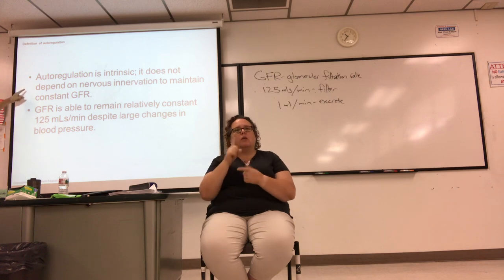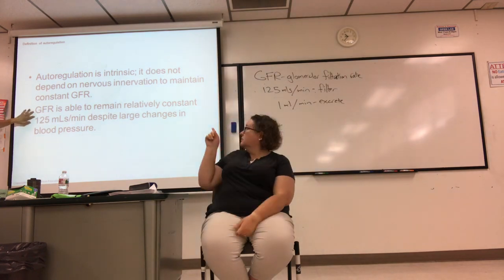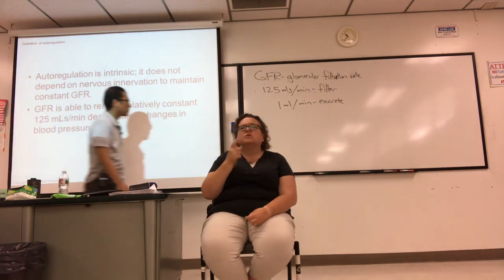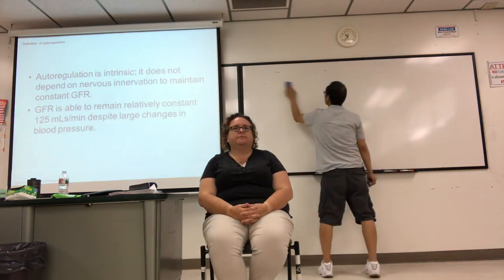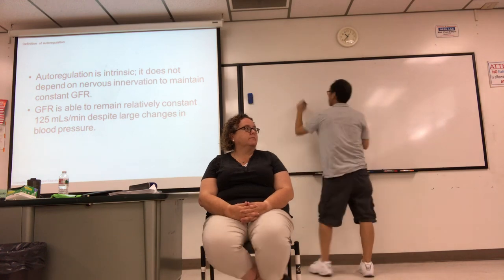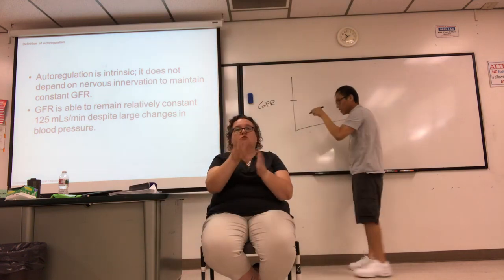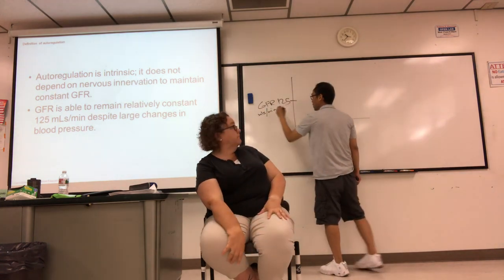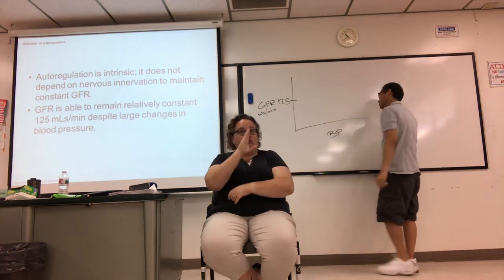We'll get to that. So the autoregulation is intrinsic. It doesn't depend on nervous innervation to maintain constant GFR. GFR is able to remain relatively constant, 125 mils per minute, despite large changes in blood pressure. So one thing to know, what that means is, let's say you're monitoring GFR in a graph, and you want the goal, keep it 125 mils per minute. Now that's directly related to systemic blood pressure, BP.